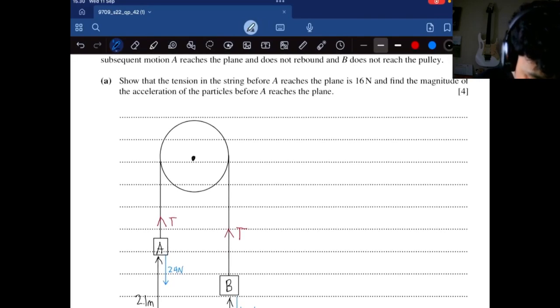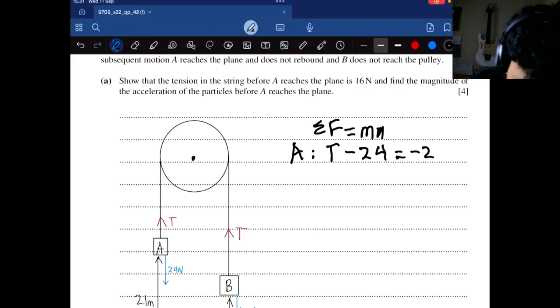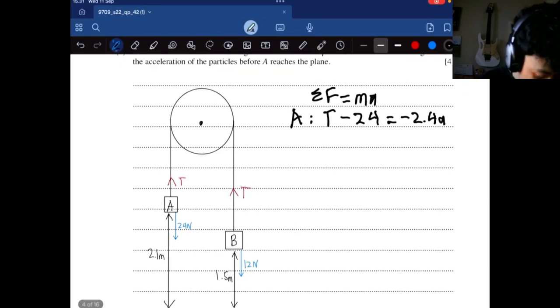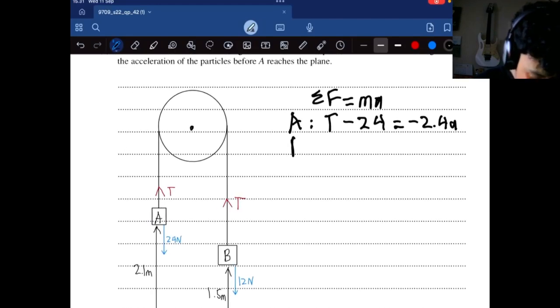We can use Newton's second law, which is F equals ma. For particle A, it is T minus 24 equals negative 2.4a. As you notice, the acceleration is negative. Why is that? Because if you see from this diagram, the mass of particle A is greater than the mass of particle B. Because it is heavier, it will be going downwards, of course. Hence the negative. For particle B, it's just T minus 12 equals 1.2a.